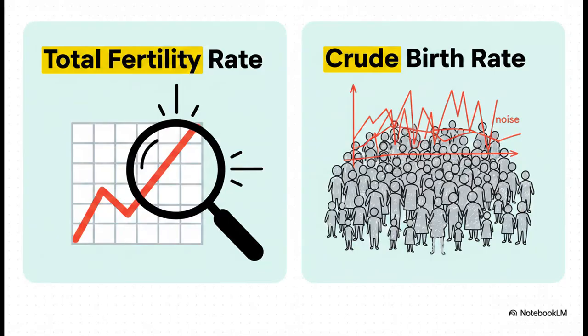Now, you might hear the news talk about the crude birth rate, but honestly, TFR is a much better metric because it cuts straight through the noise. See, if a country just happens to have a huge generation of young adults right now, their overall birth rates are going to look super high, even if individual families are actually pretty small. TFR strips away that generational distortion, making it incredibly precise for comparing different nations side by side.